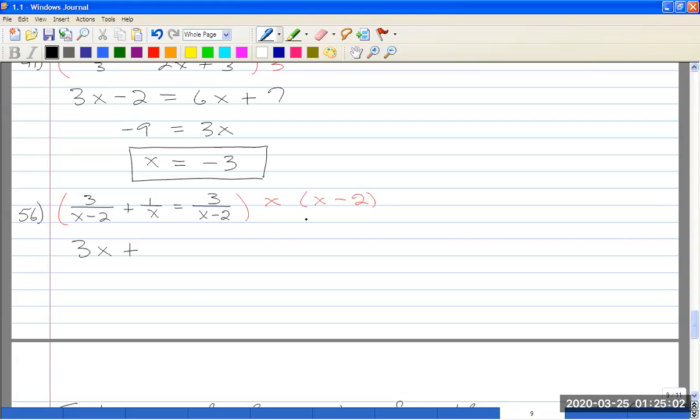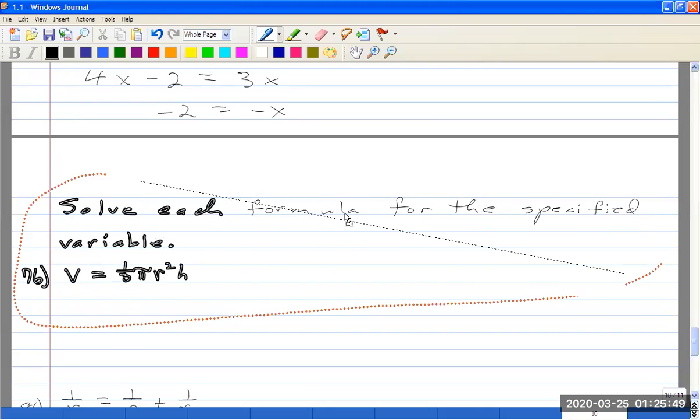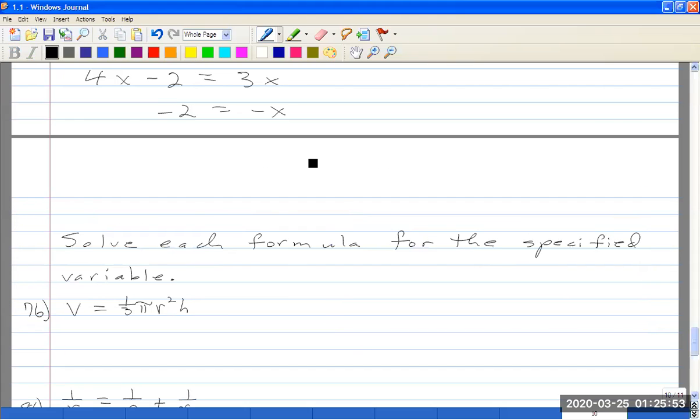Let me divide both sides of my equation by x. And so this is just x minus 2 is equal to, let's cancel both sides of my equation by x minus 2. So I just have 3x here. Combine like terms. So I have 4x minus 2 is equal to 3x. Subtract 4x from both sides of my equation. So you have negative 2 equals negative x. Multiply both sides of my equation here by negative 1. And so I just have that x is equal to 2.